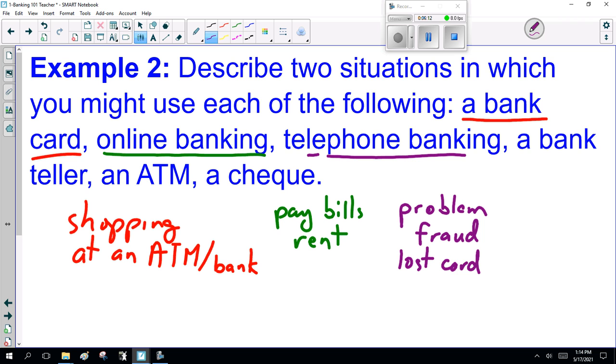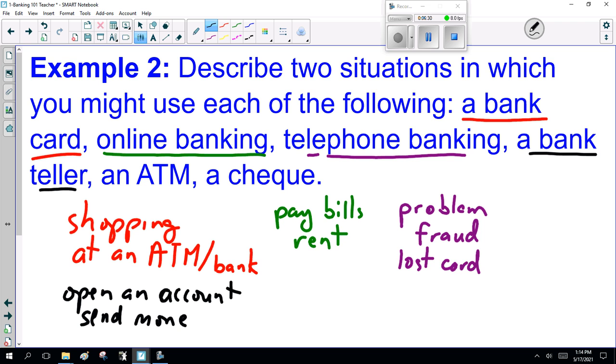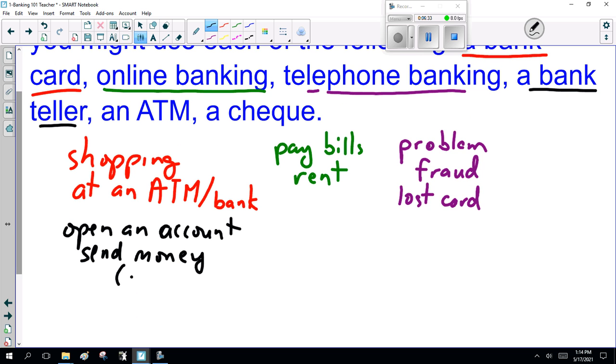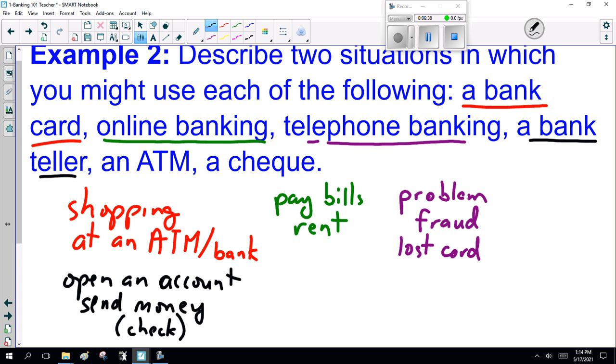Now, when would you use a bank teller? Go and talk to a human being. Well, open an account, or send money. I recently had to send money to an elderly relative. She doesn't do online banking, so I had to get a bank draft, a fancy check from the bank that's absolutely guaranteed. No problem cashing.